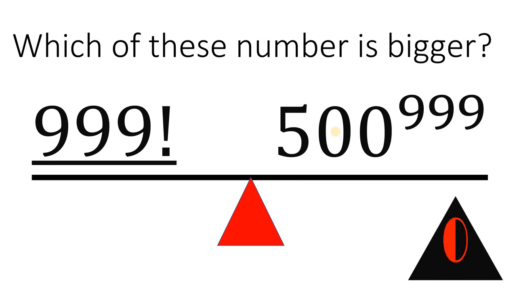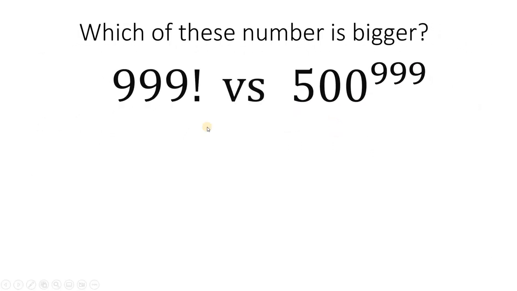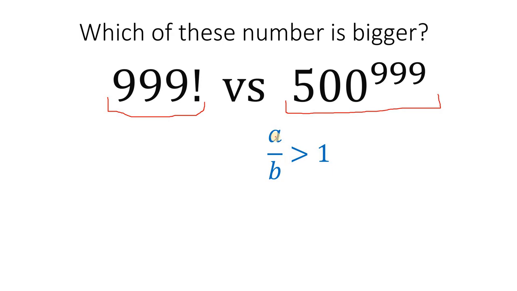And now, let's answer this question together. Our goal in this question is to answer which of these two numbers is bigger. We have 999 factorial or 500 raised to 999. Okay, to answer this question, we will use this scenario.